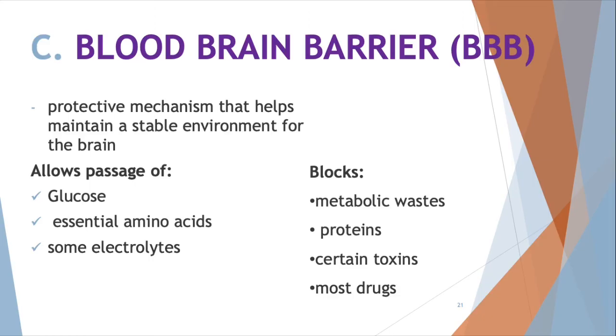We have the blood-brain barrier or the BBB. It is a protective mechanism that helps maintain a stable environment for the brain. So the BBB allows the passage of the first. We have the glucose, the essential amino acids, and some electrolytes. While it also blocks metabolic wastes, proteins, certain toxins, and most drugs.